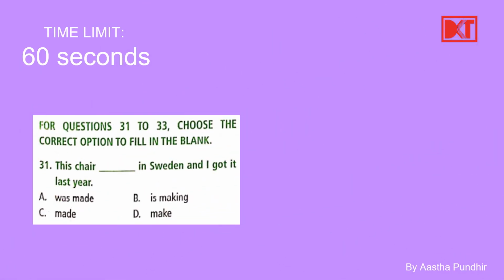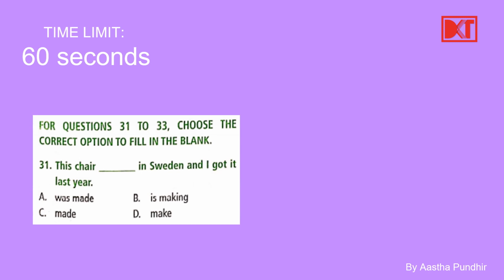We have to fill in the blank here. For questions 31 to 33, choose the correct option to fill in the blank. Now, the question says, this chair dash in Sweden and I got it last year.